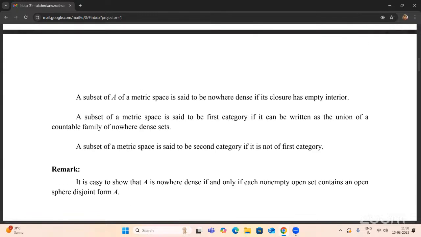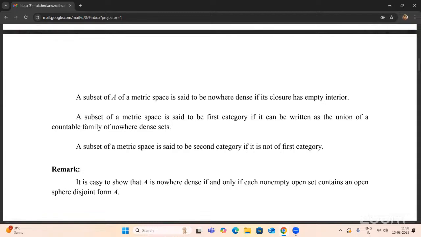A subset of a metric space is said to be first category if it can be written as the union of a countable family of nowhere dense sets, meaning the closure has empty interior. So that is called nowhere dense: the interior of A closure is empty.